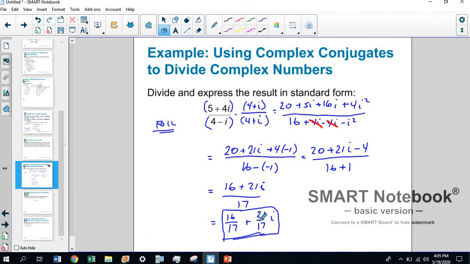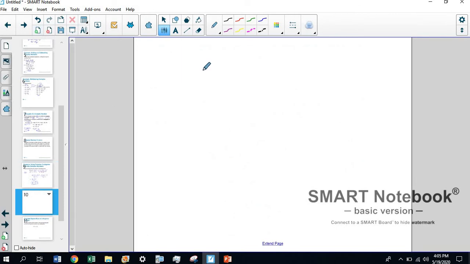Okay? So that's the process of dividing complex numbers. When you see two complex numbers divided by one another, or anything with an i in the bottom, even if it was just 7 divided by 4 minus i, you would still do the same process. Okay, I'm going to do one more example because I think you need to see another one.